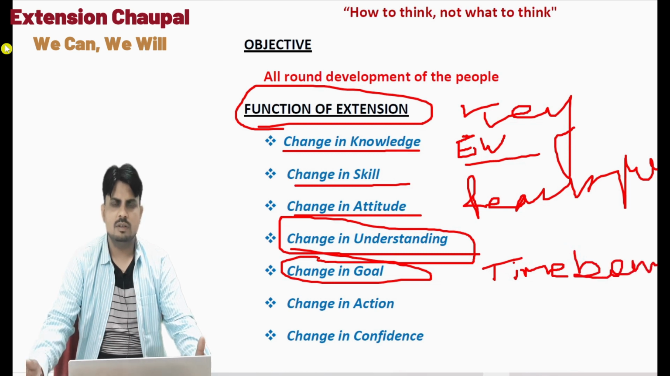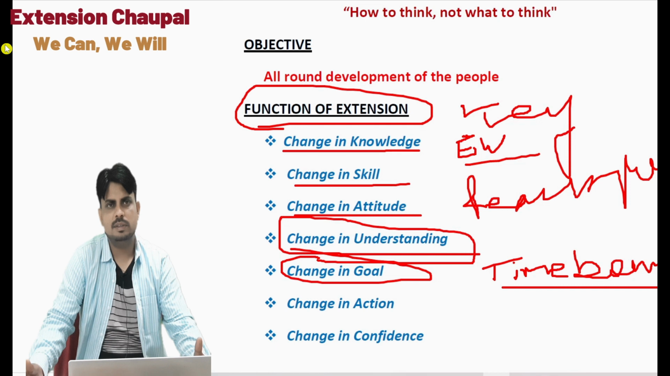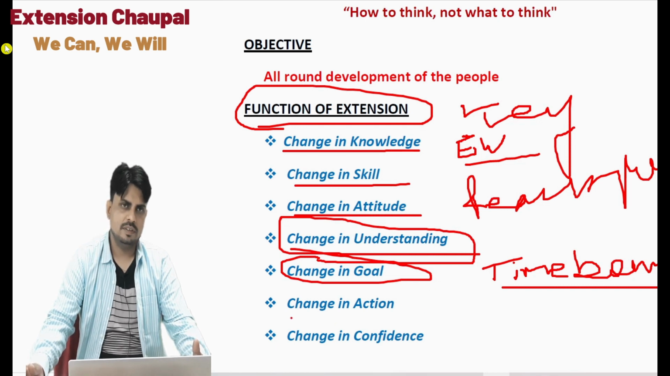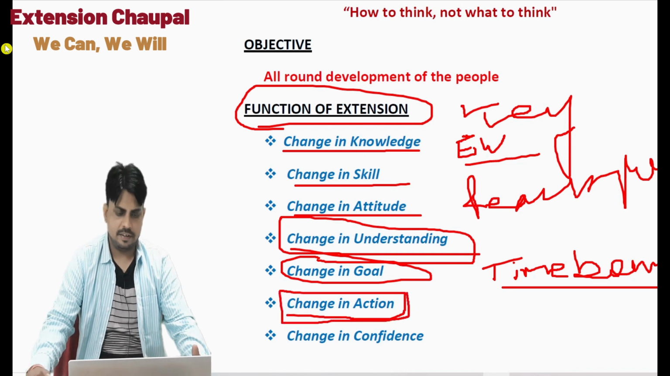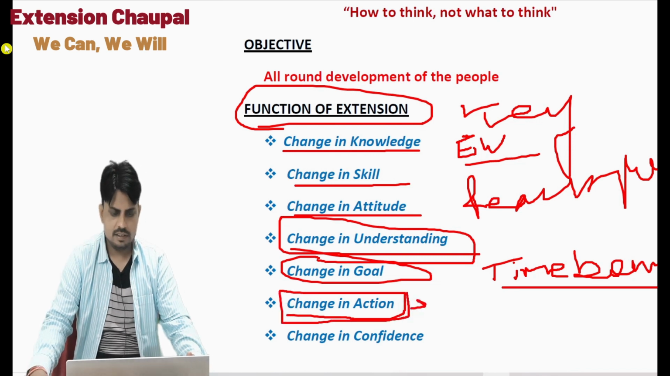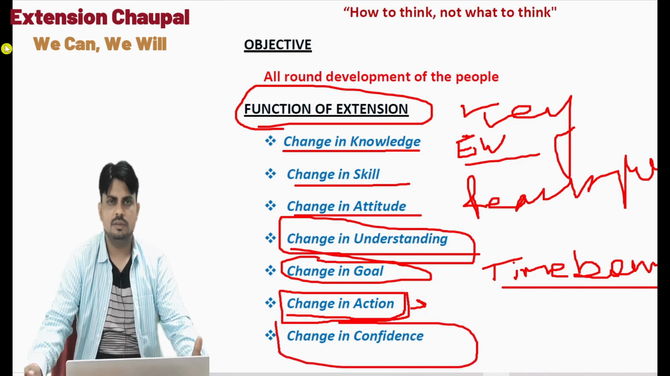Goal is the distance in any given direction one is expected to go during a given period of time. Whenever we use the word goal, it means a time-bound activity. It is very important that you are aware that goal and target are both time-bound activities. The next one is change in action. It is again most important: how they are doing things. An extension worker can change their actions.